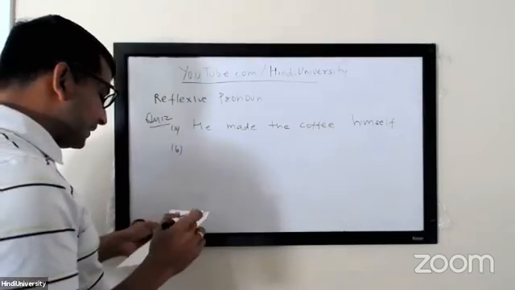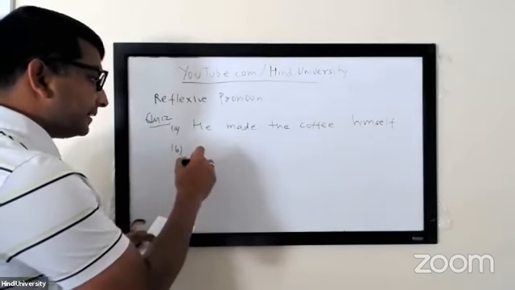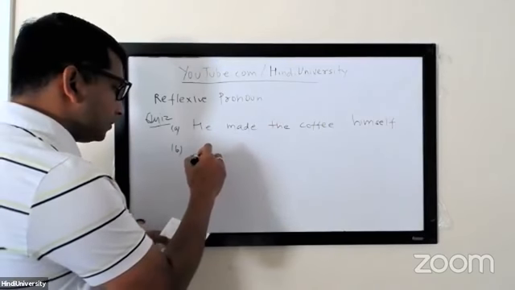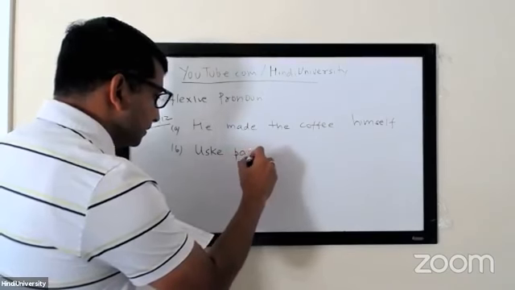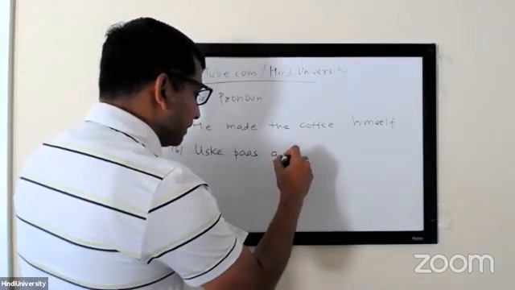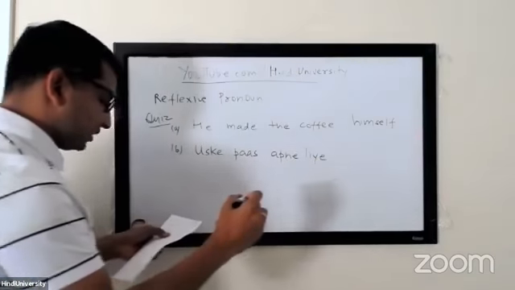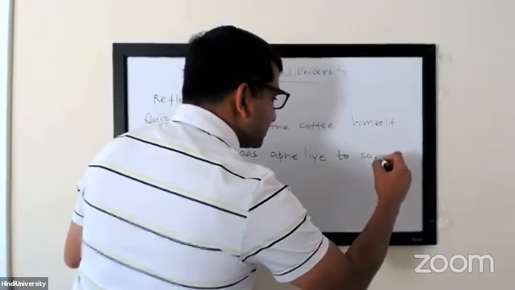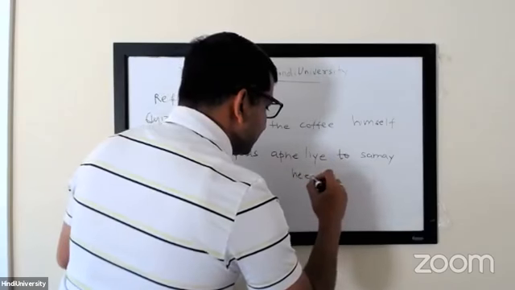The second one is, I'm going to write it in Roman and Devanagari, and you have to tell me what it means. I'm saying: uske paas अपने लिए तो समय ही नहीं है.